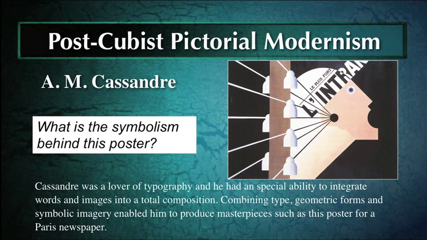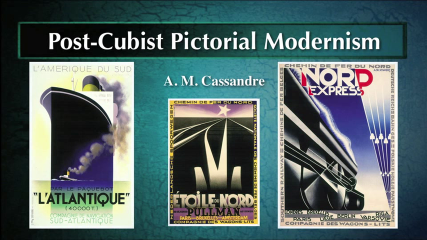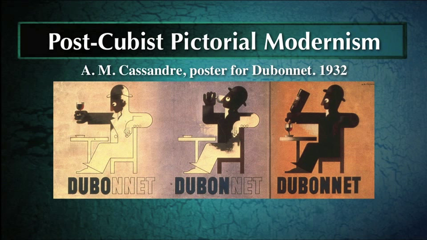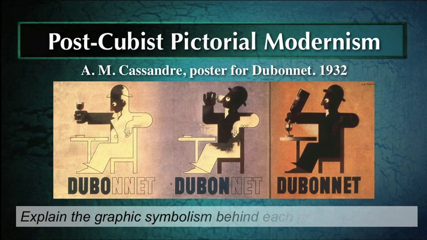Trains and ships were a large part of his poster subject matter, so many of his finest works were for railways and steamship lines. Pause the movie and examine these three pictures for reduction of form and symbolic imagery. One of his greatest pieces of work is this ad campaign for Dubonnet Liqueur. The poster emphasizes the transition from looking to tasting to recognizing. His style's cinematic sequence of word and image was used to advertise the liqueur Dubonnet for over 20 years. I want you to be able to explain the graphic symbolism behind each progressive panel.